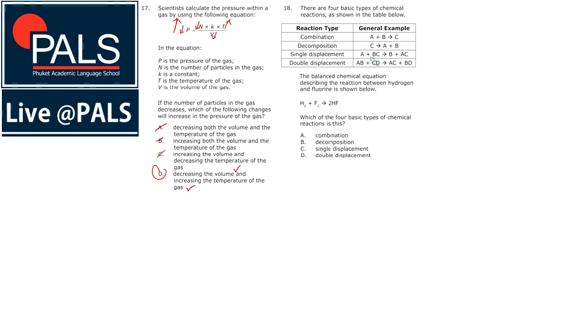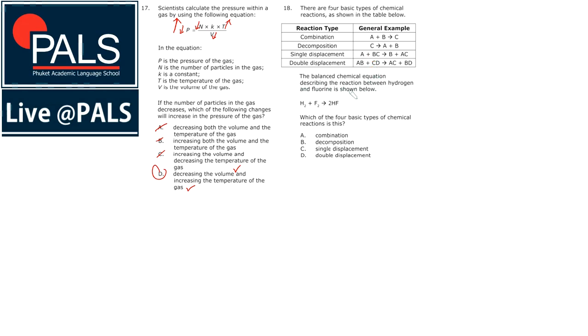Single displacement, A plus BC gives B plus AC. So we can see that A has replaced or displaced the B connected to the C. Double displacement is the same as the single displacement, just with 2 chemicals at the same time. In this case, C swaps the position with B. So B displaces C and C displaces B.